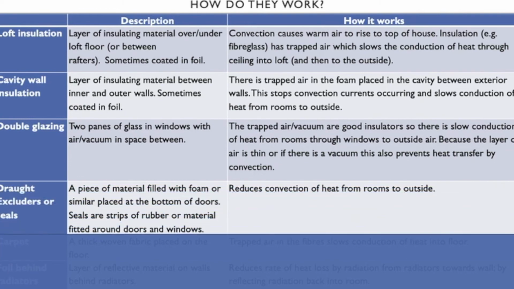Now, draft excluders or door seals or window seals, it's a piece of material filled with foam or similar placed into the bottom of doors or around them, and they reduce convection of heat from the rooms to the outside.